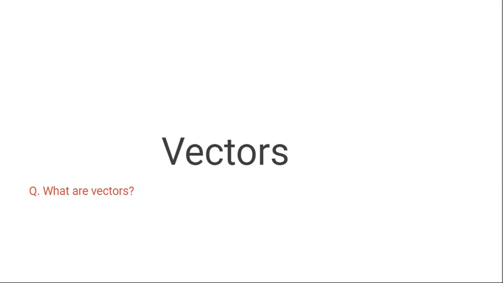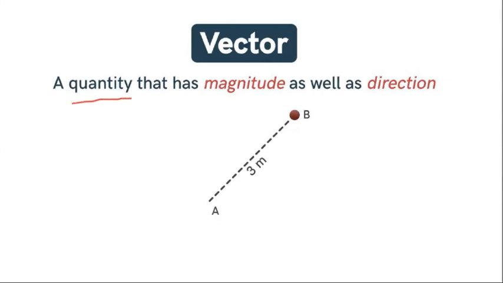In last class we discussed vectors. So what are vectors? A quantity that has a magnitude as well as a direction. So in this figure, suppose A is your initial point and B is the final point. The distance between A to B is represented by this dotted line. So this is a length drawn, and this length is how much? 3 meter. So this length has a magnitude 3 meter.